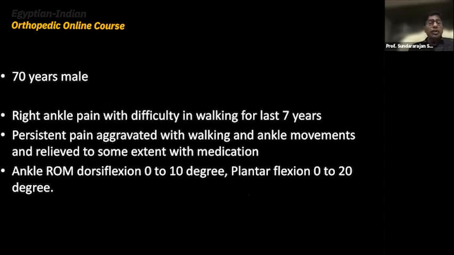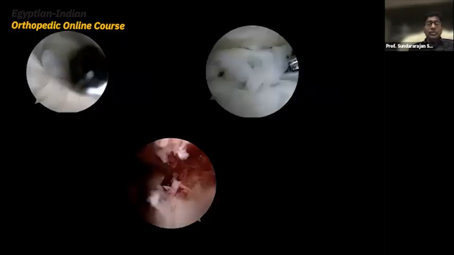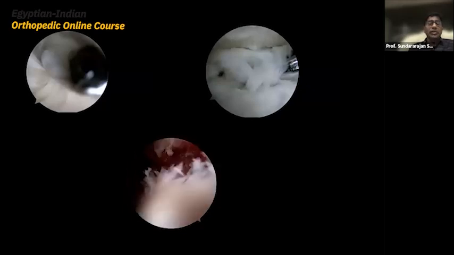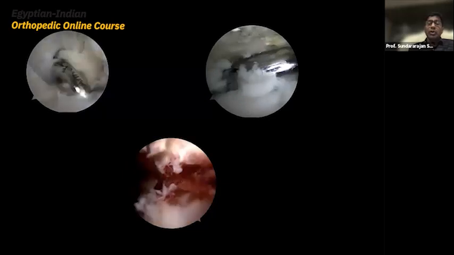This is a different scenario of a 70-year-old male patient who presented with right ankle pain for 7 years, and the pain aggravated while walking and with ankle movements. This is a typical ankle osteoarthritis. Of course, you can do an ankle replacement, but we still don't have ankle replacement in India. So in these patients, we decided to do an ankle arthrodesis by arthroscopy. It's a very simple procedure, with 1 anteromedial and 1 anterolateral portal.